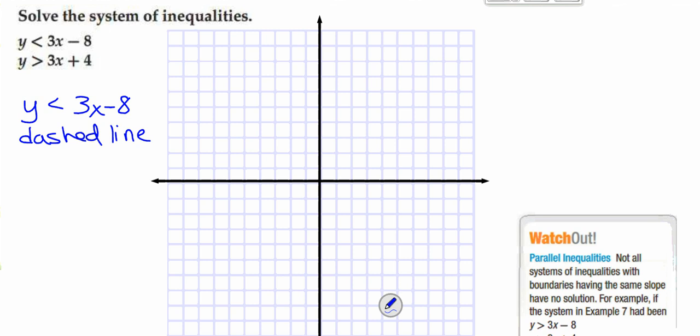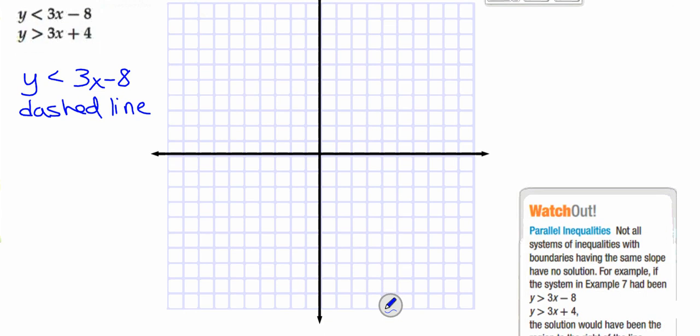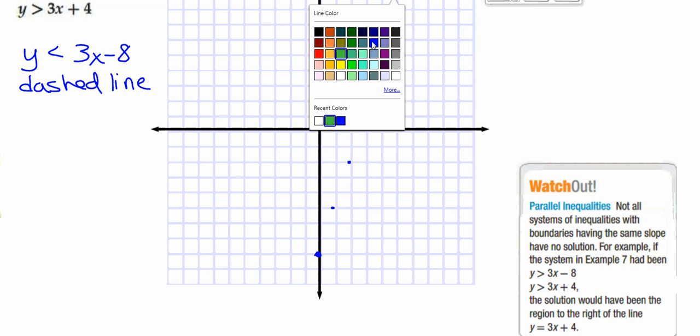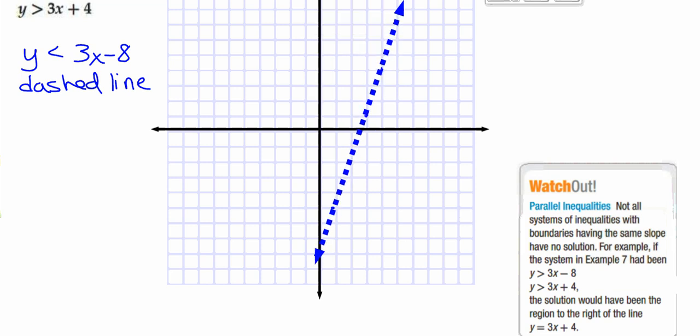So my y-intercept is at -8. My slope is 3. So -8 is right there. And then I go 1, 2, 3 up over 1, up and over 1. And hopefully, as we're doing this, I'm going to try to remember to do the dashed line. That's going to go kind of like this.